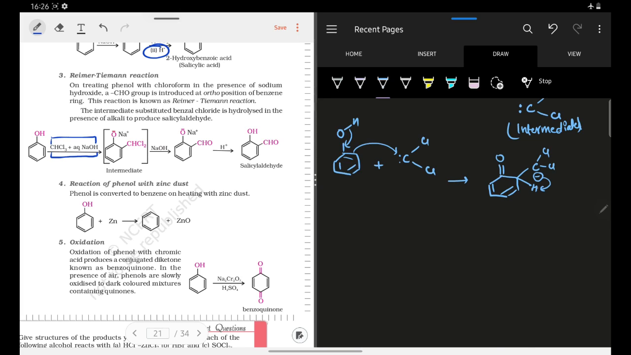So the negative charge attracts this proton. What happens is that these electrons move back into the ring and these electrons move back on the oxygen atom. So the product formed is somewhat like this, where you have CHCl2, and then you have this OH group, and the benzene ring has got its aromaticity back. So now we know that here we have 2 chlorine atoms.